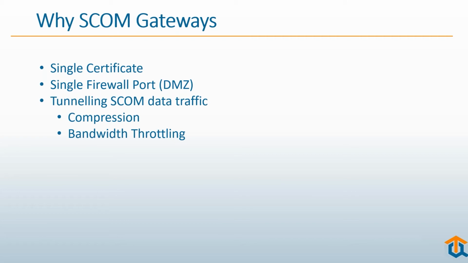Another advantage is the tunneling of SCOM data traffic. So what it actually does is it does compress the data slightly, and it also does bandwidth throttling. So this means that if you have, let's say, 10 agents and they are sending data all at the same time, let's say every minute, and maybe they are all sending it at the same 2 seconds, then you will see spikes in the line. And what this gateway will do is it will actually cache this data and send it in smaller chunks across the line in a regular pattern. So maybe every few seconds it sends up some data to the management server. So this has a lower impact on your line if you have very slow lines.